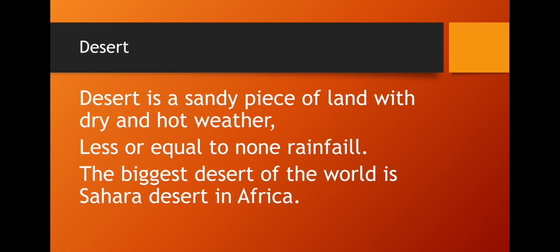Deserts. If we talk about deserts, we all know that deserts are very sandy, hot, sunny and dry, and they do not have much water or rainfall. If we talk about the deserts of Pakistan, we have the Cholistan Desert, the third desert in Pakistan, and the biggest desert of the world is the Sahara Desert, which is situated in Africa.